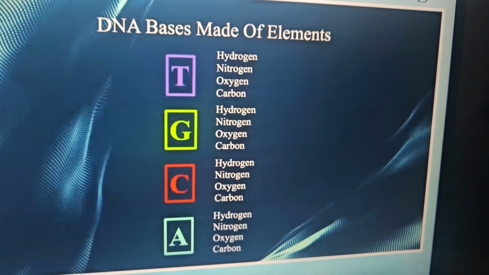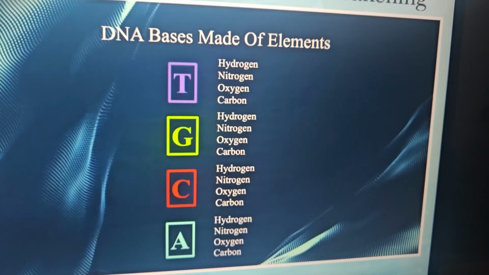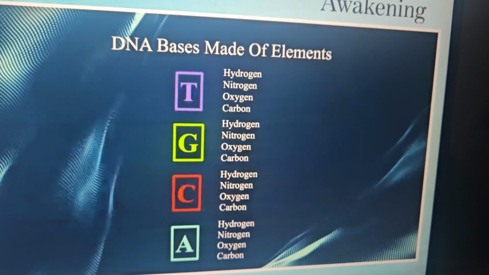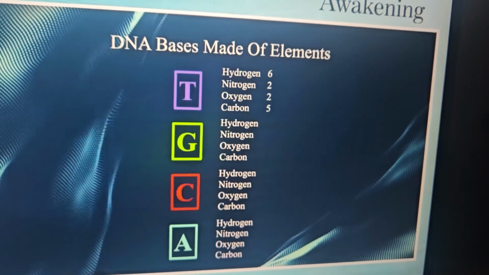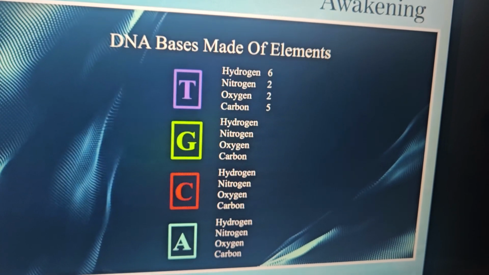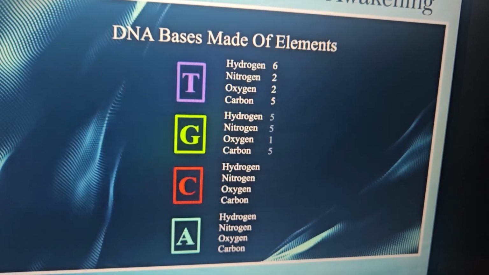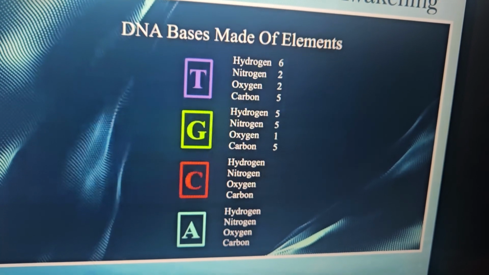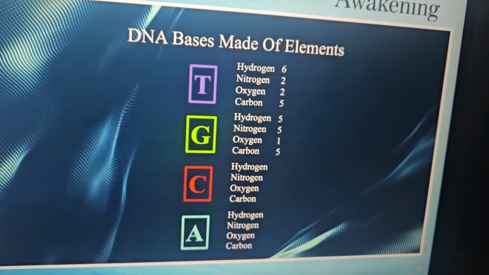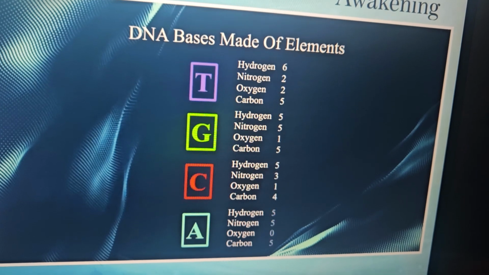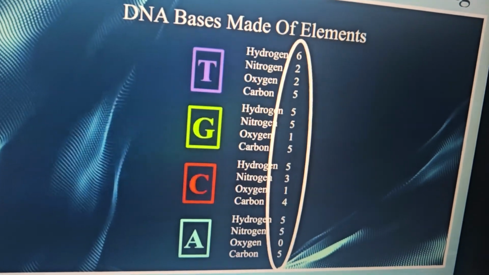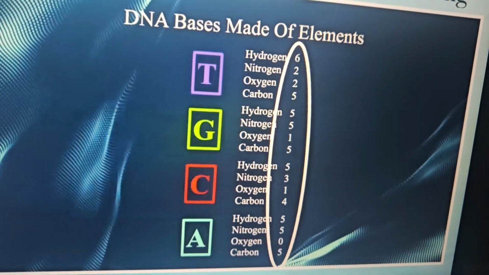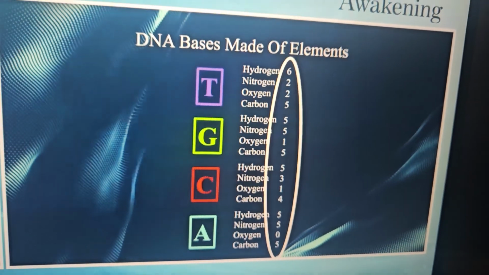Adenine, same thing. But here's the key. The number of atoms of hydrogen, nitrogen, oxygen, carbon is different for every one of those. Check this out. For thymine, you've got 6 hydrogens. Guanine, you've only got 5. Thymine, you've got 2 nitrogens. Guanine, you've got 5 nitrogens. And so you can see this is what sets these apart. There are different amounts of the elements hydrogen, nitrogen, oxygen, carbon in each of those, okay?